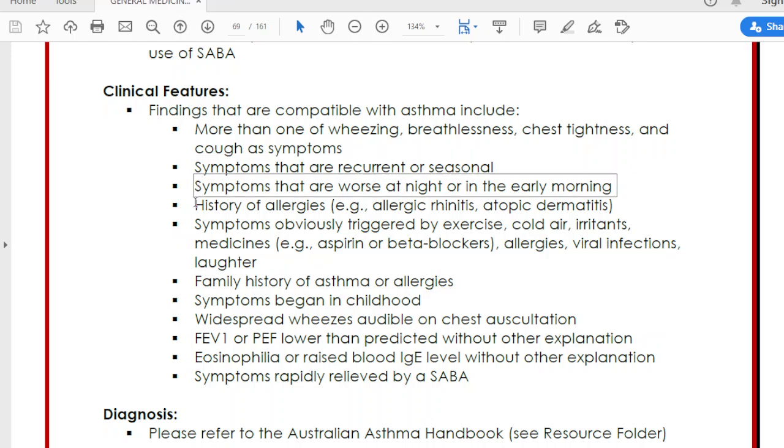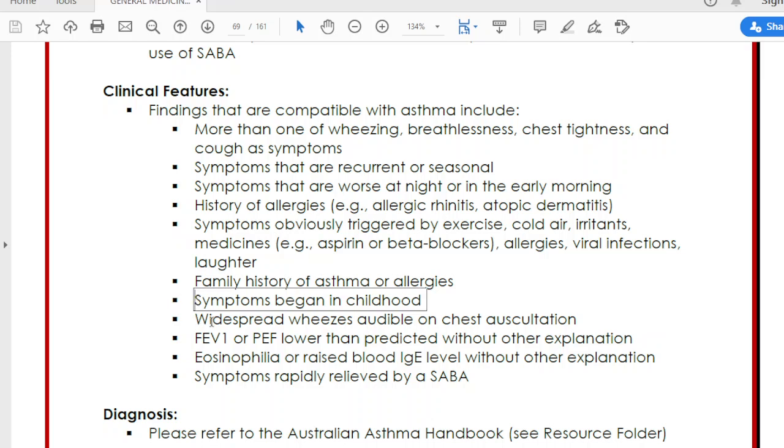Symptoms that are worse at night or in the early morning. History of allergies, for example allergic rhinitis, atopic dermatitis. Symptoms obviously triggered by exercise, cold air, irritants, medicines, for example aspirin or beta blockers, allergies, viral infections, laughter. Family history of asthma or allergies.